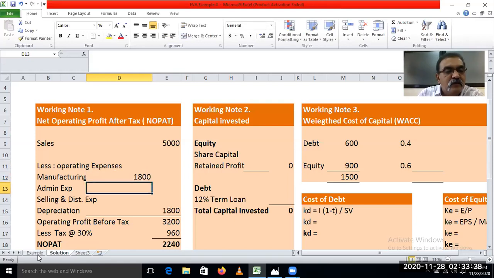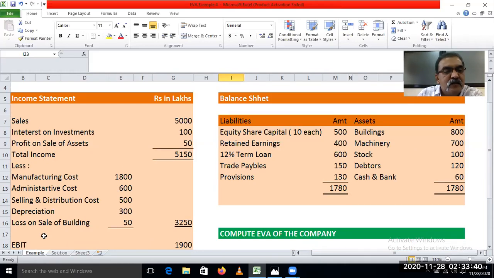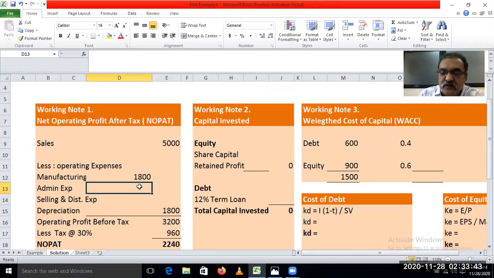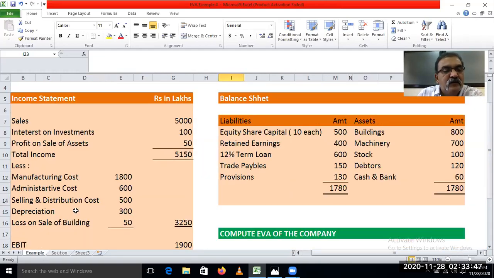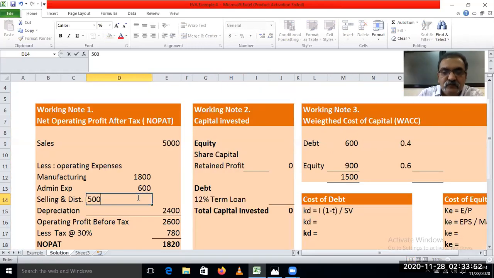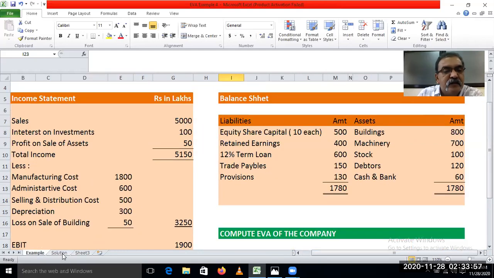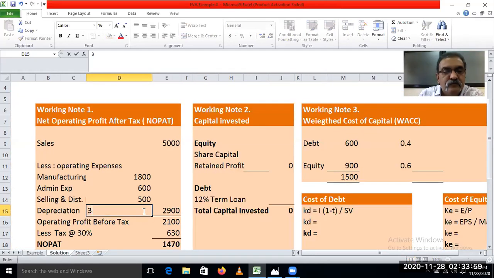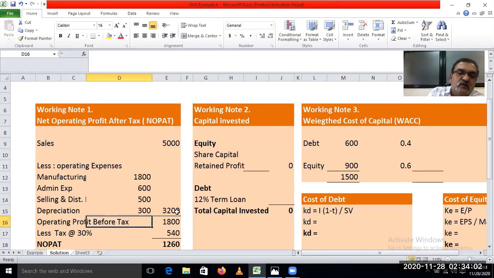Administrative expenses are 600. Selling and distribution expenses are 500. Depreciation is rupees 300. You can check out the total, I have given the formula. So the total of all these four items, 1,800 plus 600 plus 500 plus 300, is equal to 3,200.